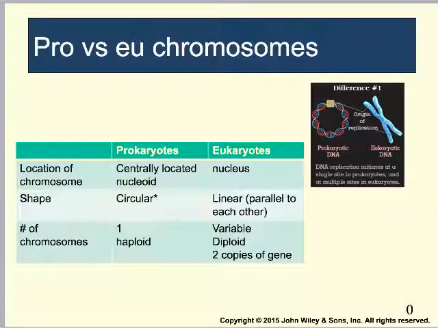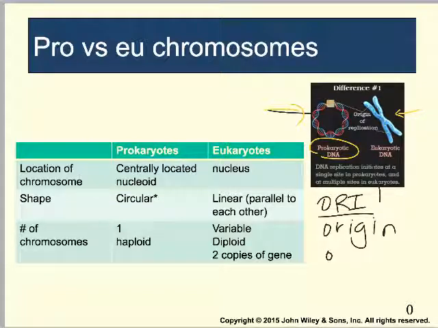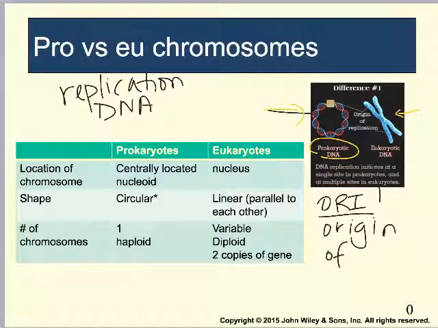Okay, so prokaryote versus eukaryote. I have a picture over here. Prokaryotic DNA is circular. Eukaryotic DNA chromosomes are linear. Okay, so that's the big difference. How they replicate: everything replicates at what we call the ORI. The ORI is the origin of replication. You guys remember replication is just when we copy DNA, so when we go from DNA to DNA. Replication occurs at this origin. ORI is origin. Origin of replication.